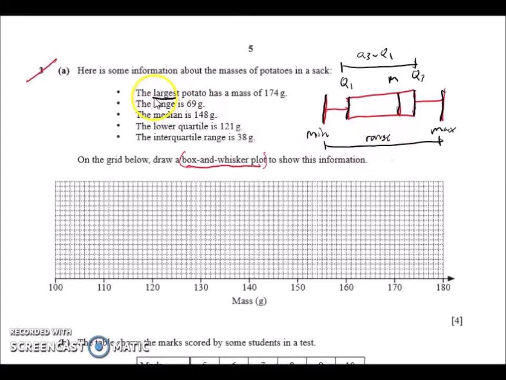So we have to find the largest we have, which is 174. Okay, 174. So we just calculate here 1, 2, 3, 4. So we just put here a big line. Okay, it's 174. And then to get the minimum point, what we have to do is minus the range here. So 174, we minus 69. Okay, we'll be getting 105. So it means the minimum point will be 105. So we just find the 105 here. 1, 2, 3, 4, 5. So it will be roughly at this point.